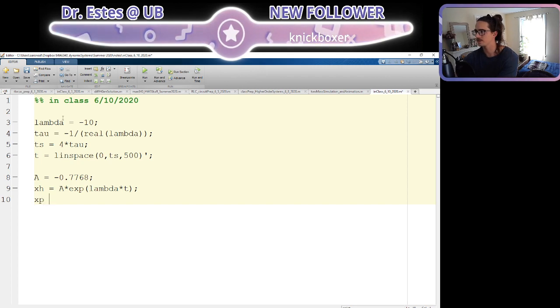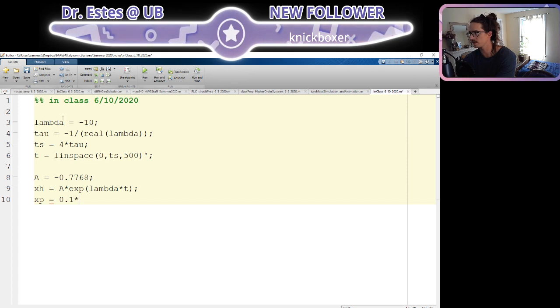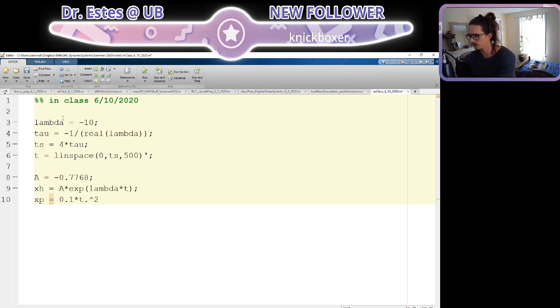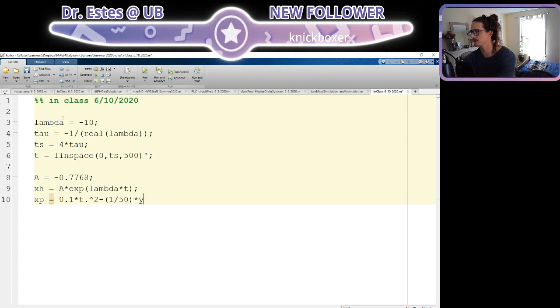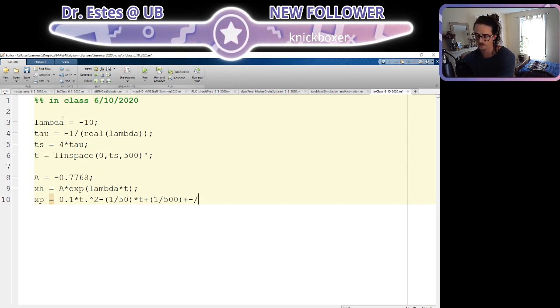Okay, our particular solution was 0.1 times t squared. And notice I'm doing this dot here. If you don't do that, it'll throw an error for you. Times t. Divided by 500 plus 0.